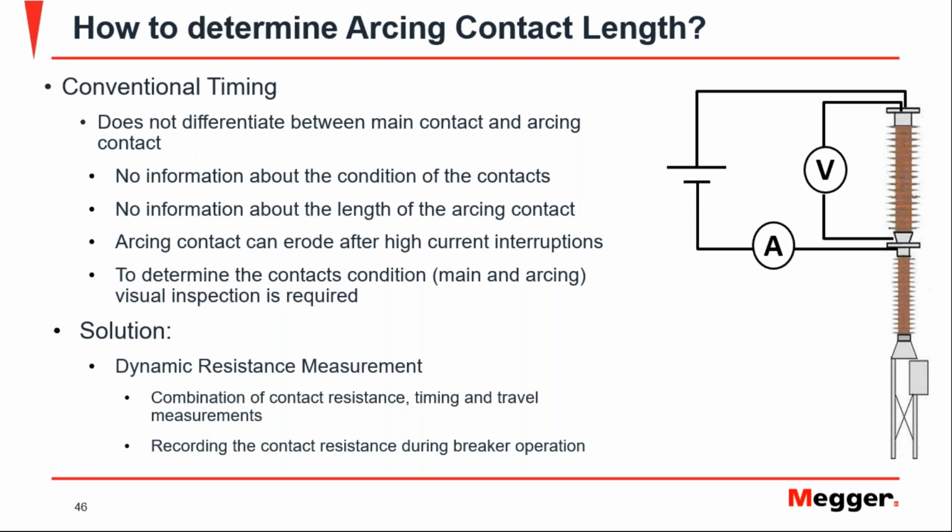What is dynamic resistance measurement? Well, it's a combination of contact resistance measurement, the traditional DLRO or Ductor test that we know, but we combine this with the operation of the breaker. So as we are operating the breaker, as we are opening the breaker, we are injecting current and measuring the resistance, and looking at that in time and how it compares to the motion curve, to the travel curve.